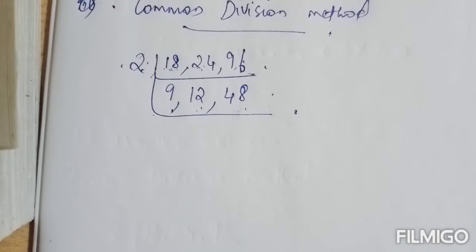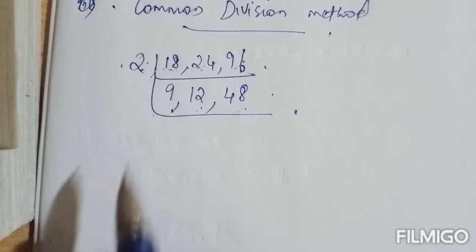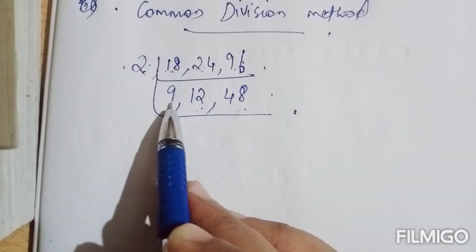2 we can't select because 9 we can't divide by 2.